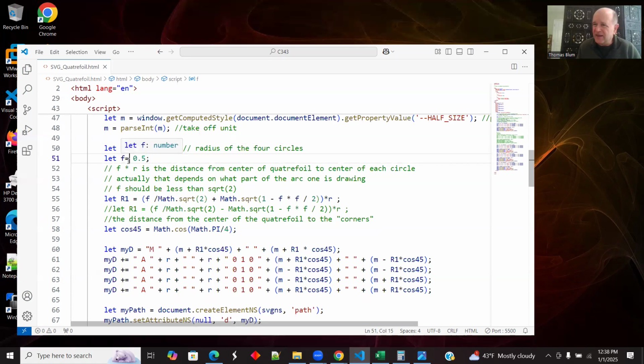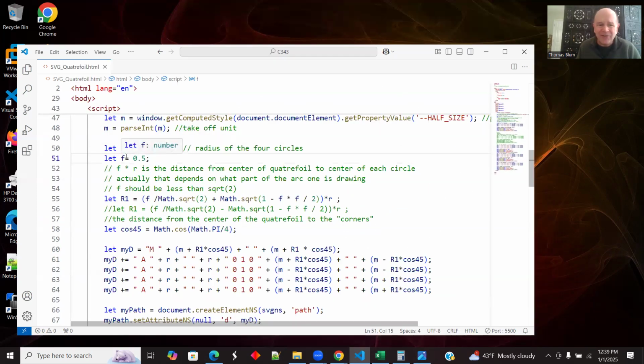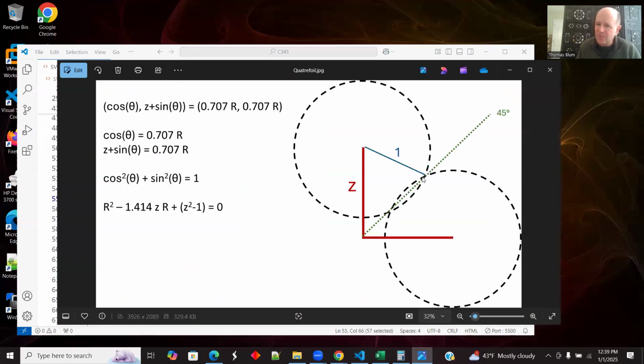And then I'm getting this. For some reason I switched from Z in here to F. But F is the parameter that tells me the length of the cross to the centers of the circles. And then I can find the radius of those intersection points, that capital R.